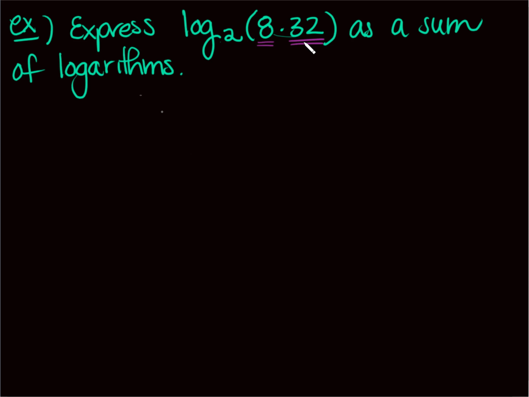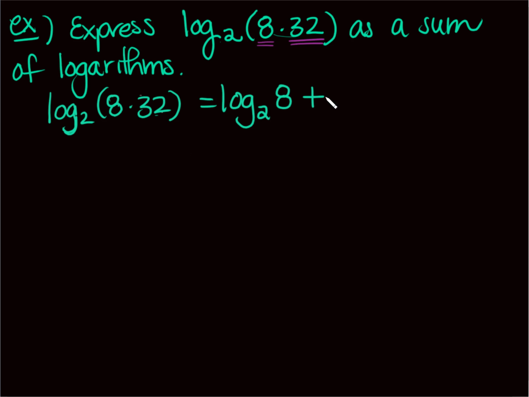What do I raise 2 to to get 256? I don't really know. But if I use my property of logarithms, my new product rule that we're so excited about, what does my product rule say? Remember, it says that the log base a of m times n equals the log base a of m plus the log base a of n. So in this case, this is going to be log base 2 of 8 plus log base 2 of 32.